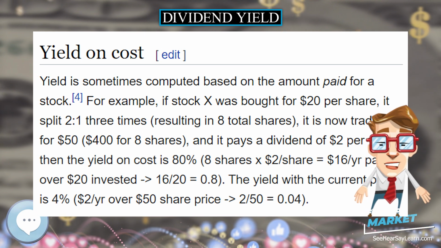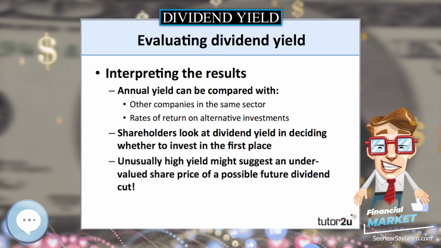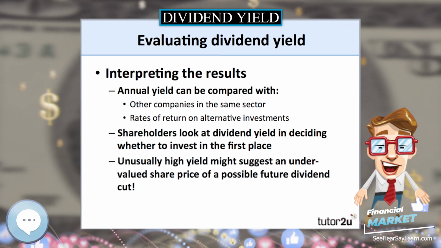The yield with the current price is 4%: $2/year over $50 share price, 2/50 equals 0.04.